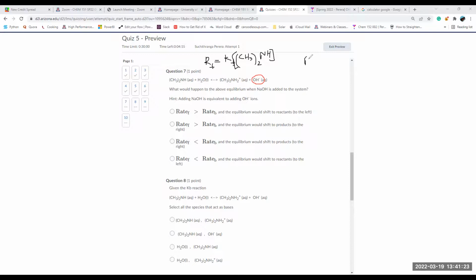And when it comes to the reverse rate, you're going to have more species now. It's going to have the rate constant for the reverse reaction, and then the conjugate acid. So this is CH3 twice NH2 plus, because it has accepted the proton now, concentration times OH minus concentration.